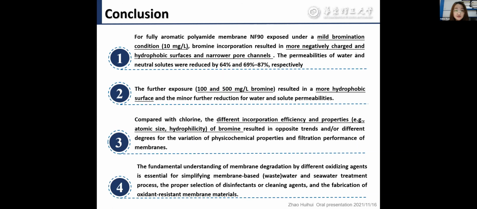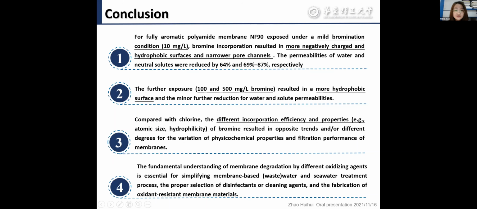And the further exposure, 100 and 500 ppm bromine, resulted in a more hydrophobic surface and a minor further reduction for water and solute permeabilities. Compared with chlorine, the different incorporation efficiency and properties, like the atomic size and the hydrophilicity of bromine, resulted in opposite trends and/or different degrees for the variation of physiochemical properties and filtration performance of membranes.